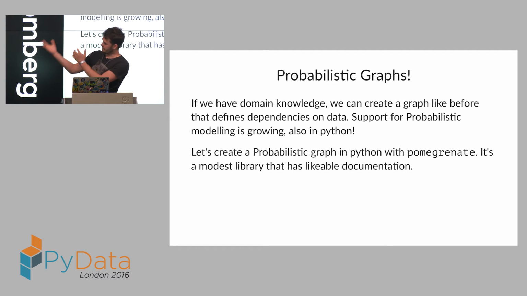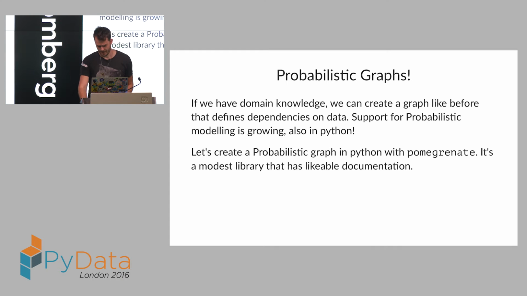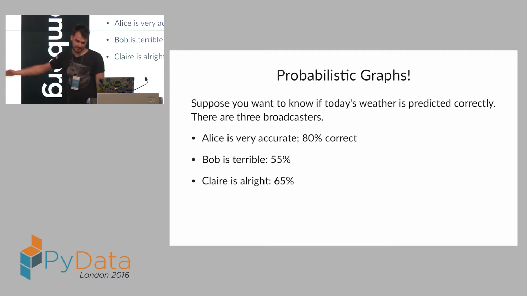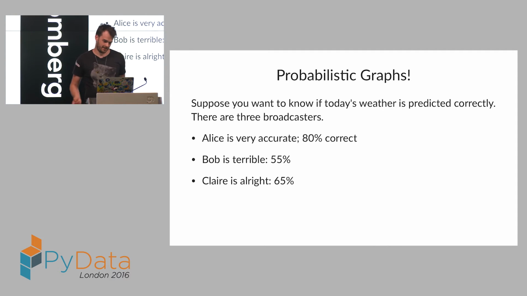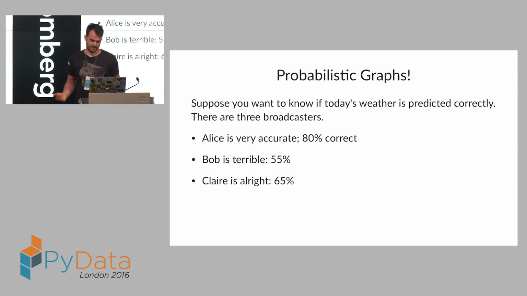So what do those graphs in general look like? And I'm going to use a very cool library called pomegranate. It's fairly new, and it does some amazing magic for what I'm about to do. Let's assume a certain situation. I'm not arguing that this is a very realistic situation, but let's say that there are 3 broadcasters at a local news station, and they're all going to be predicting the weather. These are weather forecasters. Let's assume that Alice is great. She's super accurate. And let's assume that Bob is terrible, and that Claire is all right.